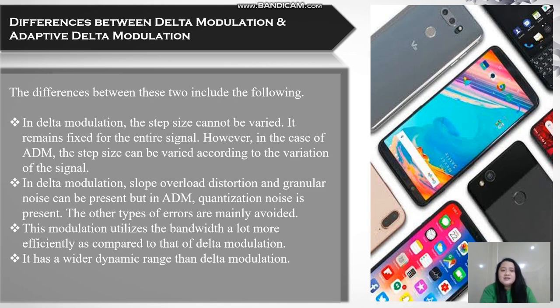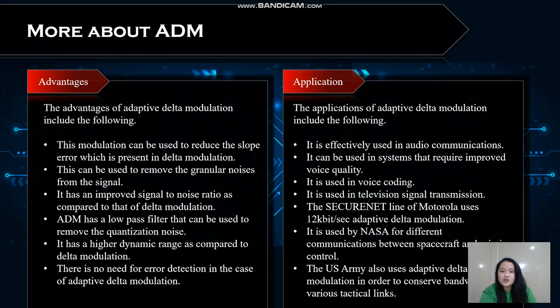Next is, in delta modulation, slope overload distortion and general noise can be present, but in ADM, quantization noise is present. The other types of error are mainly avoided. Next is that this modulation utilizes the bandwidth a lot more efficiently as compared to that of delta modulation. So lastly, it has a wider dynamic range than delta modulation.